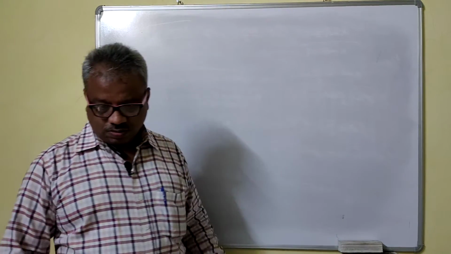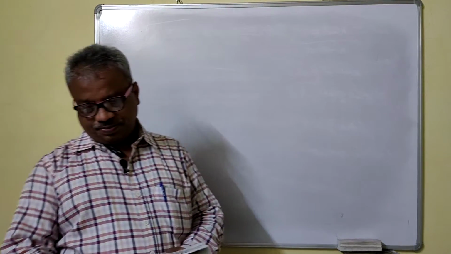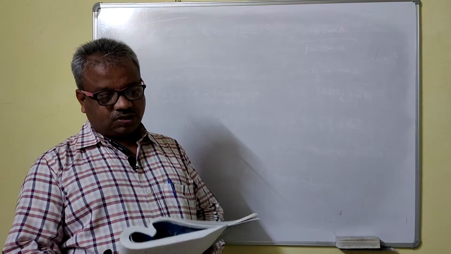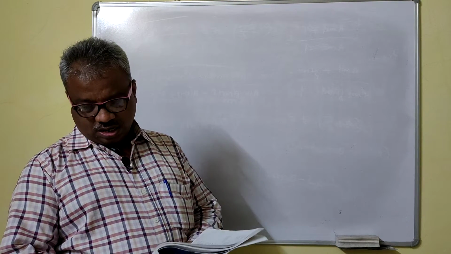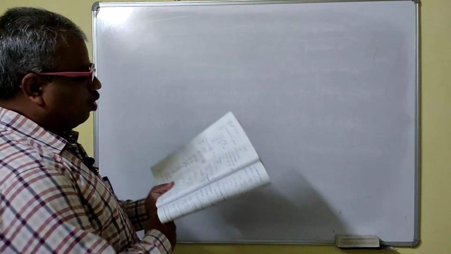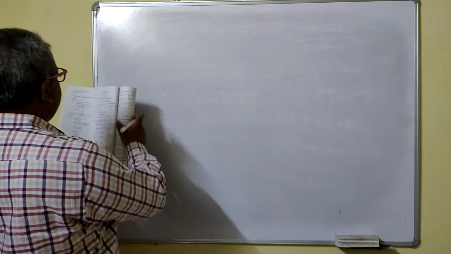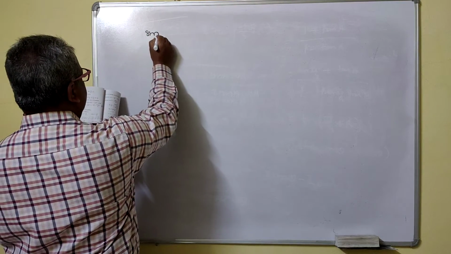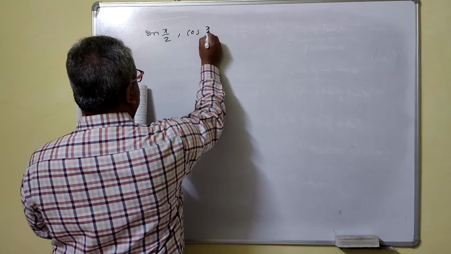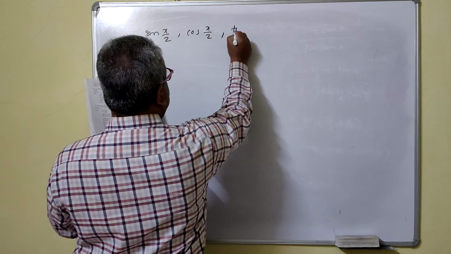Okay, so hello. Last time we saw some examples on the trigonometric functions of multiple angles. Again, we will continue with that. Find the value of the next problem. Find the values of sin x by 2, cos x by 2. Now see, this is half angle. Tan x by 2.